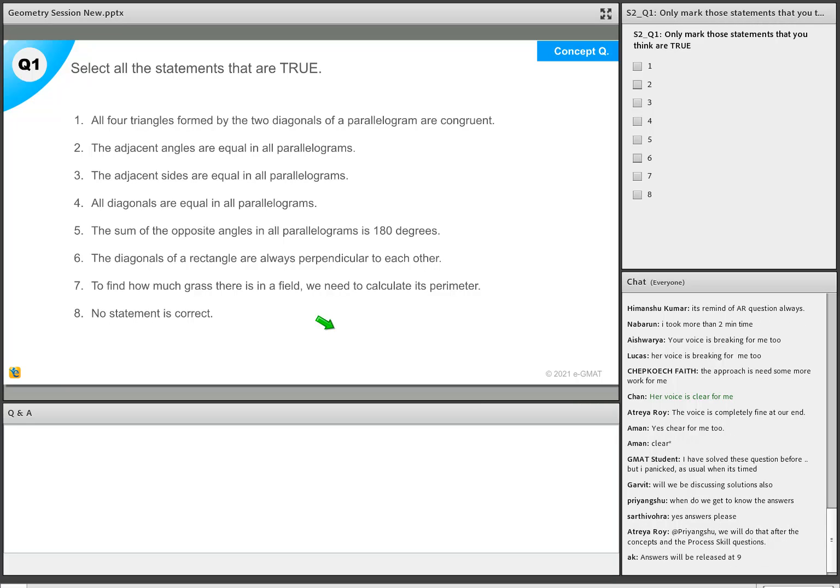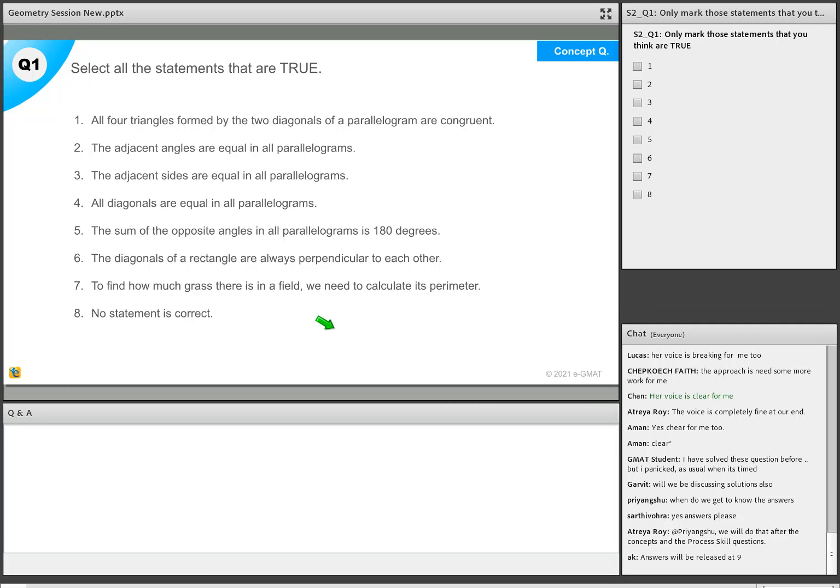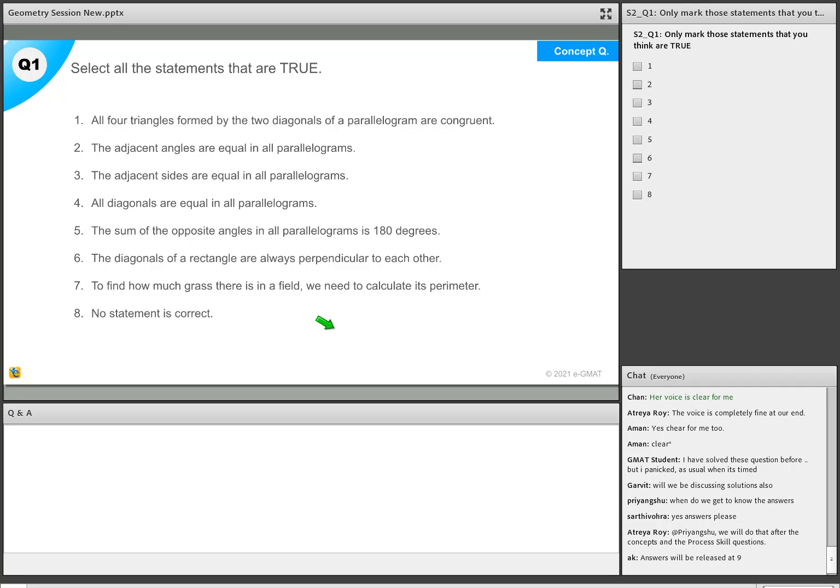Okay, guys. So in this question, what we would be doing is, you mark all the statements that you feel are true. You can mark more than one statement, so that's completely all right. But yes, please mark all the statements that you feel are true from 1 to 8. Let's take 10 more seconds and mark all these statements.